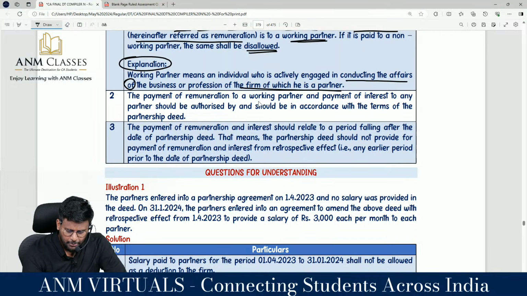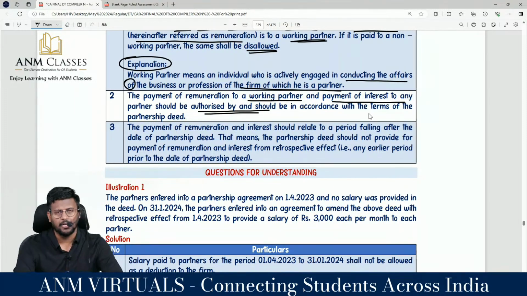The payment of remuneration to a working partner and payment of interest to any partner should be authorized by and should be in accordance with the terms of the partnership deed. That means it should be as per the partnership deed. So the remuneration should be paid to a working partner and that remuneration should be authorized in the partnership deed.